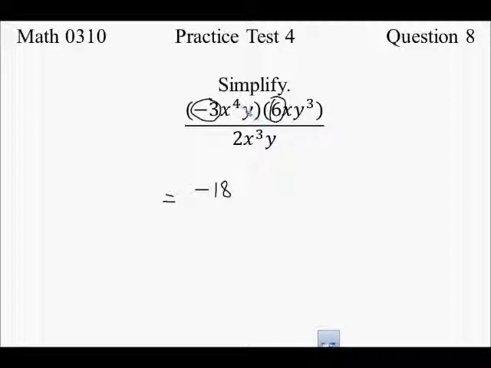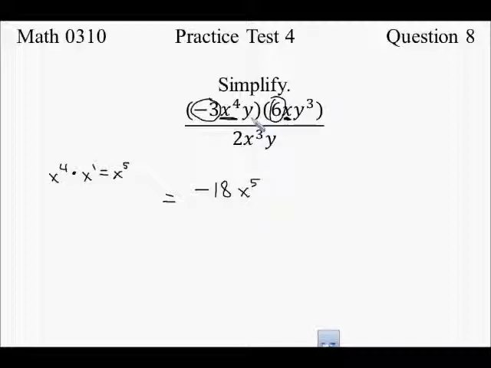And now let's look at our x variable. So we have x to the 4th times x. And remember, when we multiply the same bases, we add their exponents. So this is x to the 4th. X is really just like x to the 1st power. So when we multiply x to the 4th and x to the 1st, we're going to add those numbers. That's going to give us x to the 5th power there. So we have x to the 5th in the numerator.